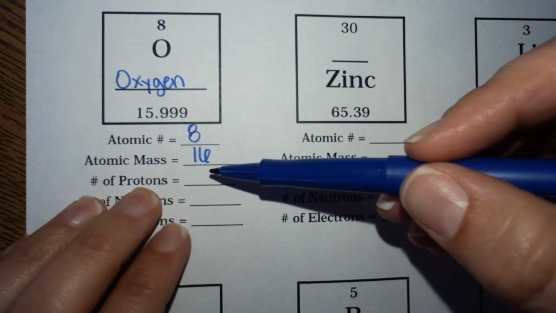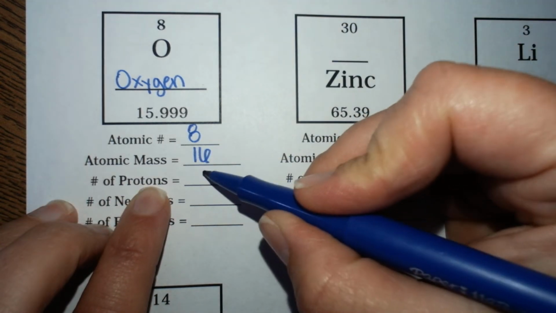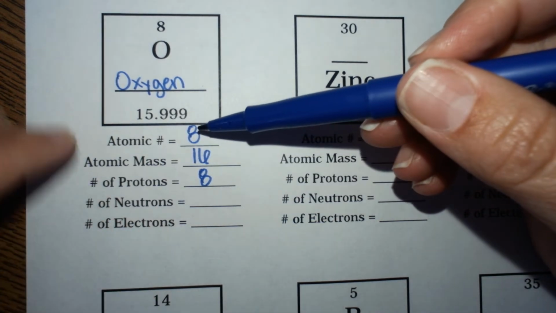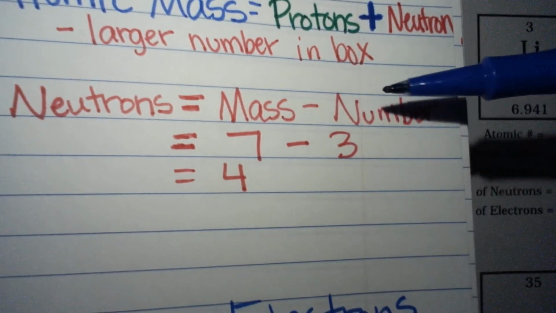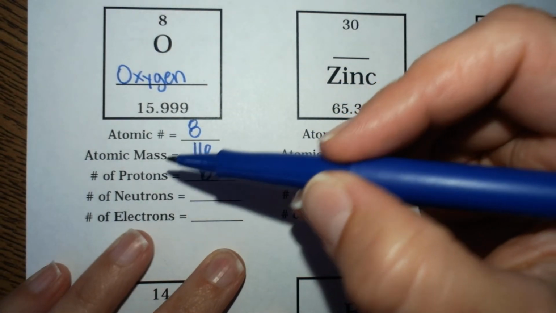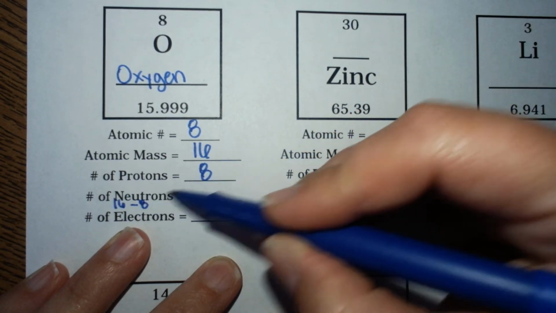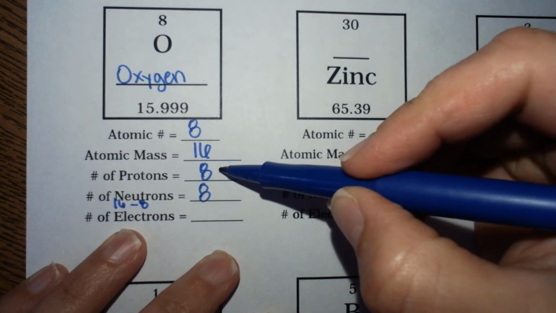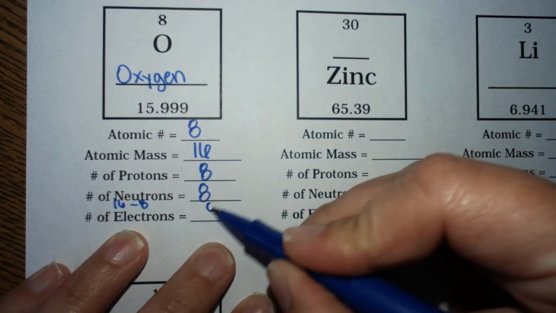So then we know that the atomic number tells us the number of protons, so we know that that's going to be 8. The number of neutrons equals, we come back to our notes, mass number minus atomic number. So in this case, it's going to be 16 minus 8, which is 8. And then electrons are going to match protons. So we know that the protons were the atomic number.